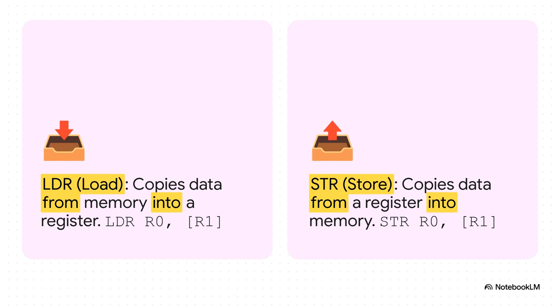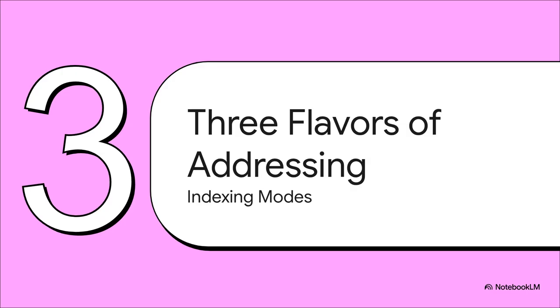You have LDR, which stands for load, and that pulls data from memory into one of those registers. And then you have STR for store, which does the opposite. It pushes data from a register back into memory. So in these examples you see here, the address we care about is being held in register R1, and the actual data is moving to or from register R0. Simple as that.